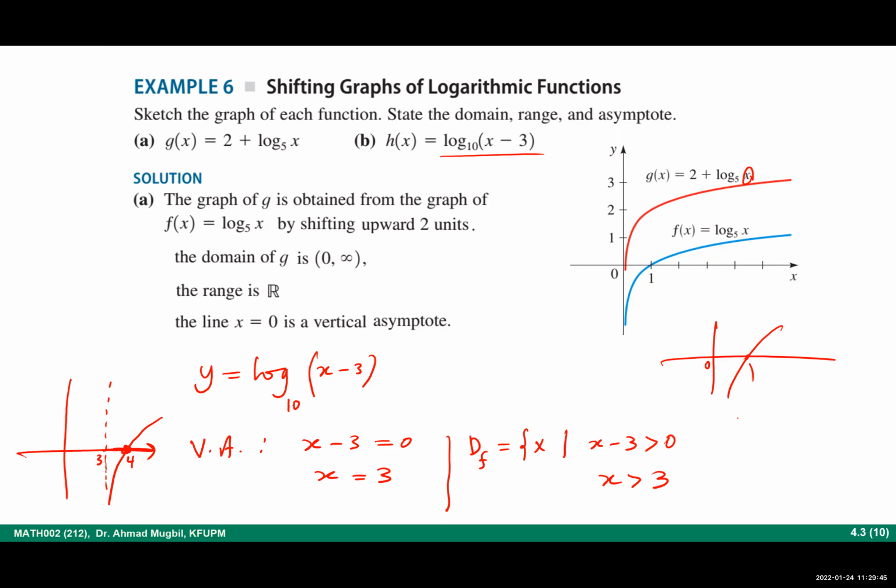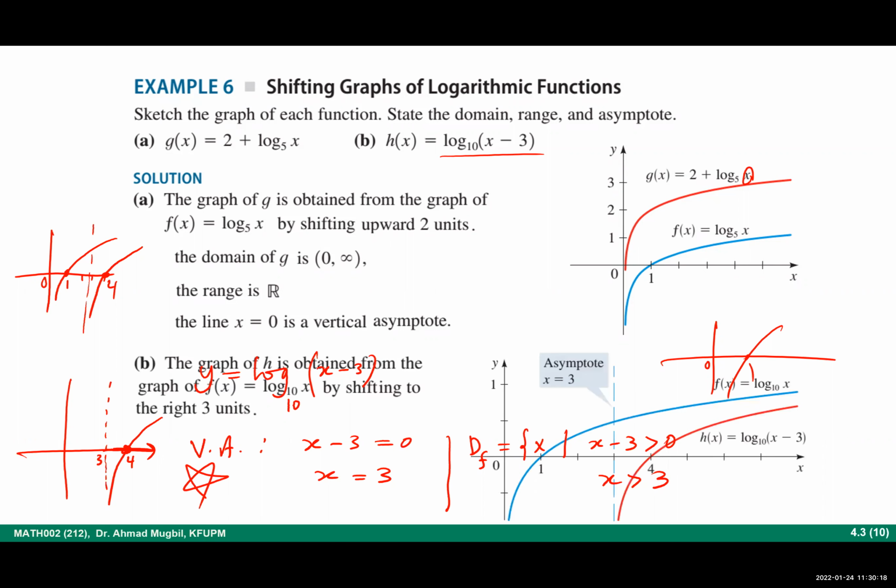But of course, the other way is to sketch the graph of the original function, then shift it 3 units to the right. So this is 2, this is 3, this is 4, so the point of intersection will be here. This is 4. And the vertical asymptote that was at 0 now becomes 3. So you can do it this way or this way, but I prefer this one, because here you will make sure about the domain, the range, and the vertical asymptote. You will not make a mistake. But of course, you still have the option to use any method that is suitable for you.